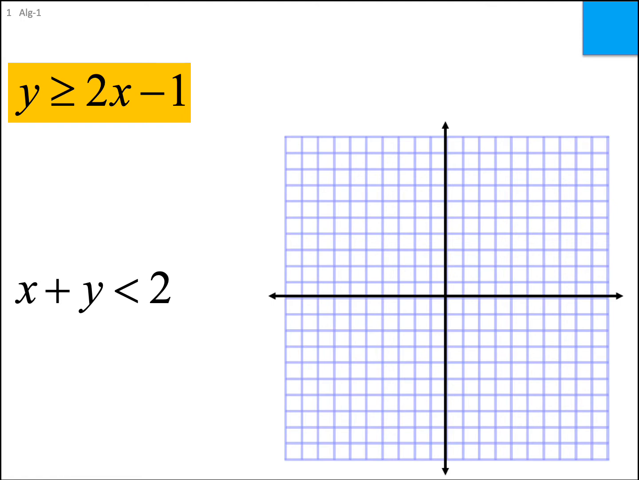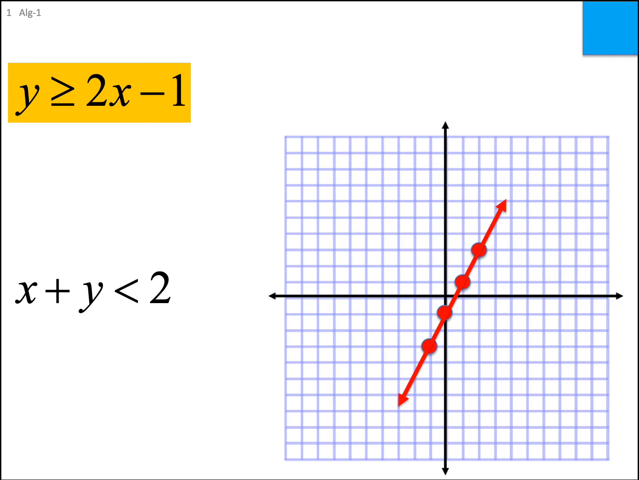All right, let's go. All right, the first one, it's already solved for y, so we can go ahead and just graph this one. The y-intercept is -1. The slope is 2 over 1, so up 2 over 1, up 2 over 1. If we go in the opposite direction, it would be -2 over -1, or down 2, left 1. It's a solid line because it's greater than or equal to.